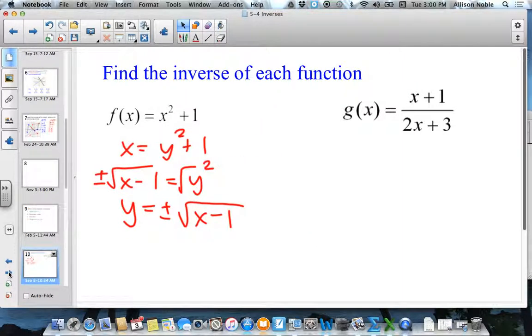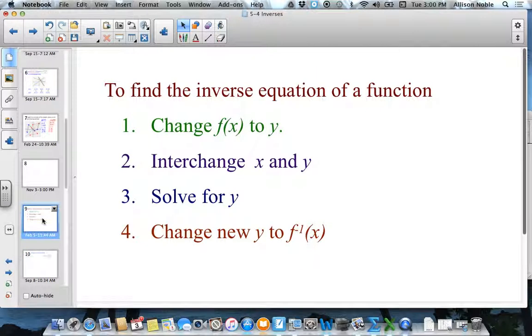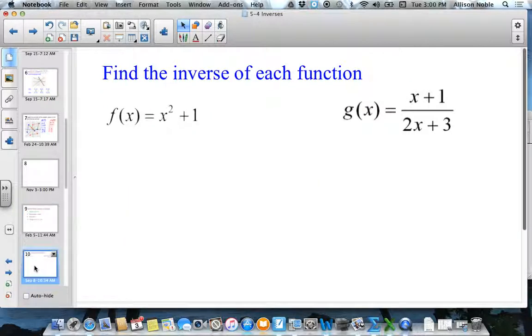Then we are going to find the inverse of equations, and the way that we do that, I skipped a slide, is we change the f of x to y, interchange x and y, and solve for y, then change your new y to be f -1 of x so it has the correct notation. Feel free to pause this video at any time during this lecture so that you can take a minute to review what I'm talking about or finish a problem if you want to.